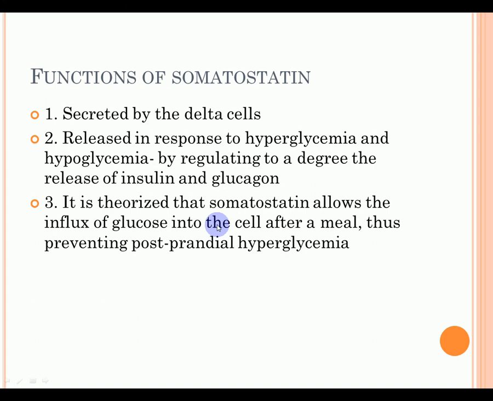So what are the functions of somatostatin? This one was the one secreted by the delta cells. It's released in response to hyperglycemia and hypoglycemia. So it kind of helps both insulin and glucagon. It is theorized that somatostatin also allows the influx of glucose into the cell after a meal, and that helps prevent postprandial hyperglycemia as well.